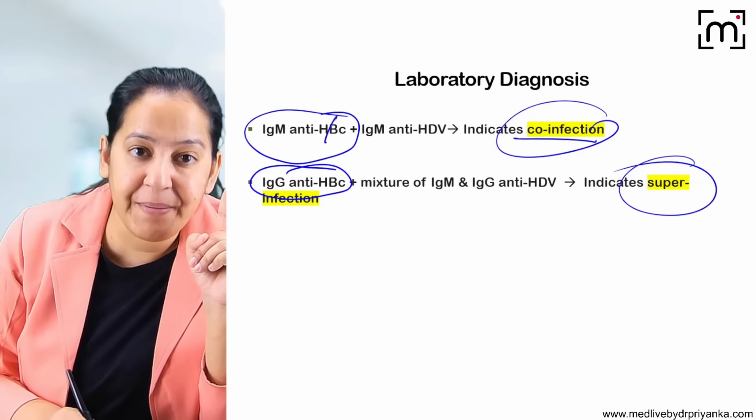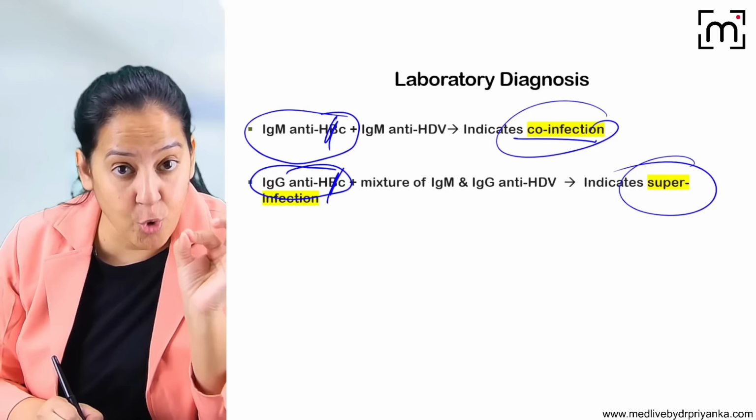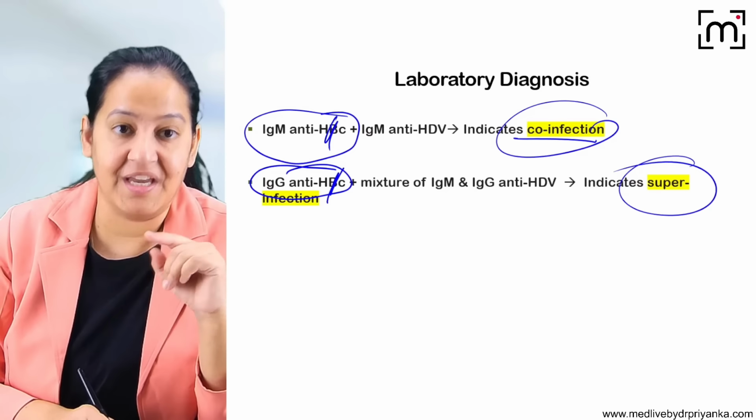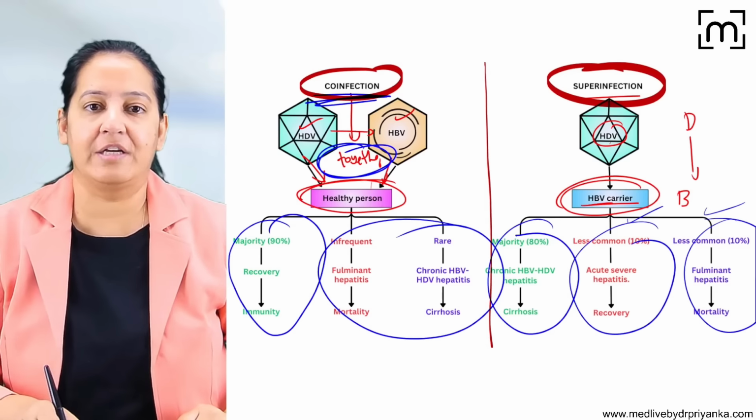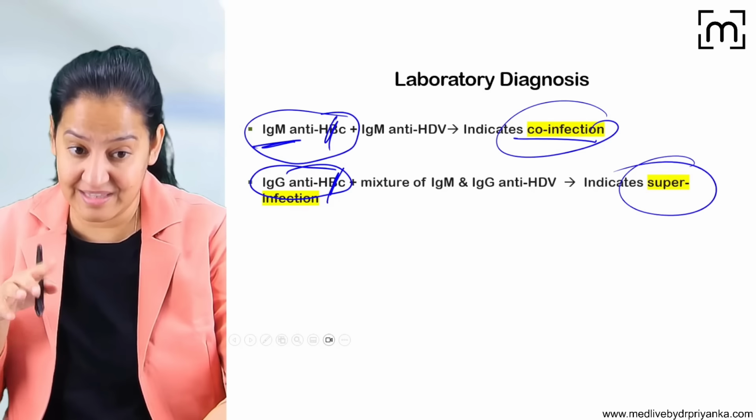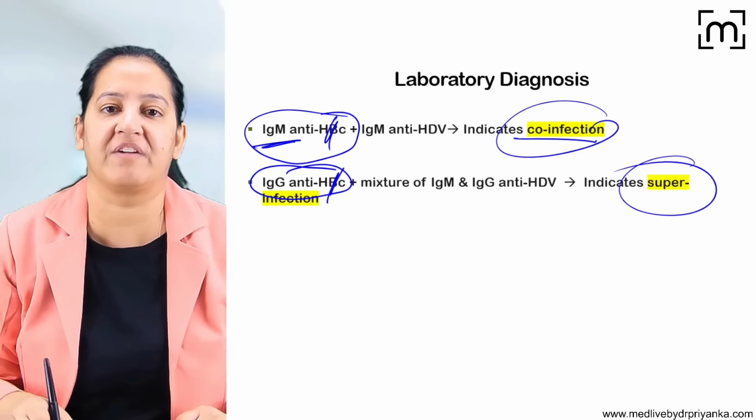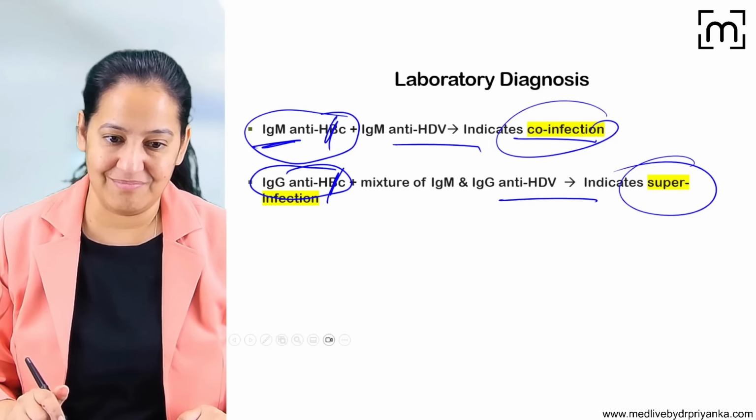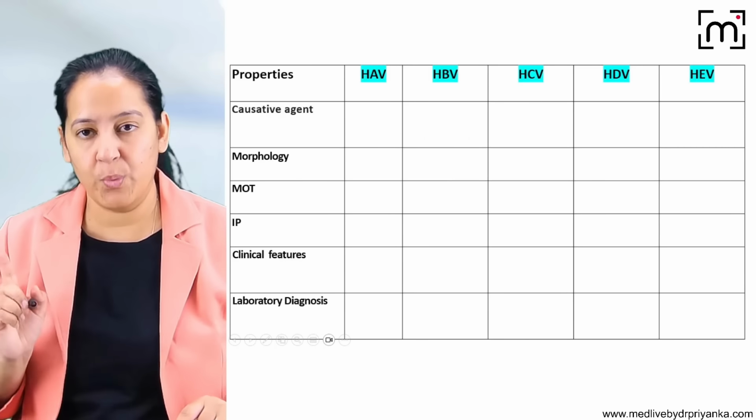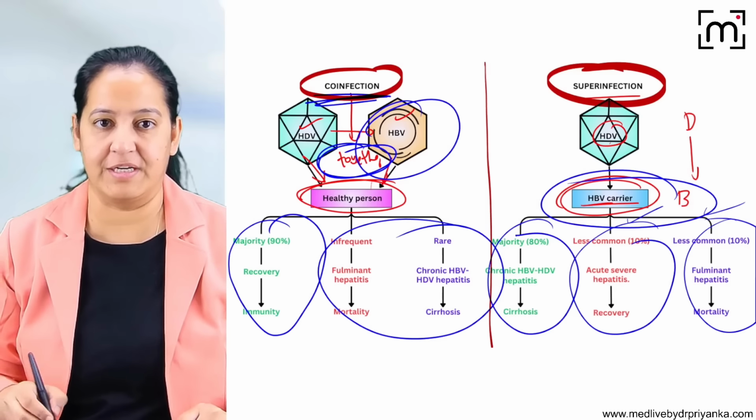So the antibodies of B matter here, the core antigen of the B, I mean anti-HBc. Is it IgM or IgG? IgM means it is entering right now, and IgG means it was already present. So that will differentiate the co-infection and the super infection. Anti-D is present in both of them. Anyhow D is entering, so anti-D will be present. You got my point? So we are done with D also. I hope you got it.